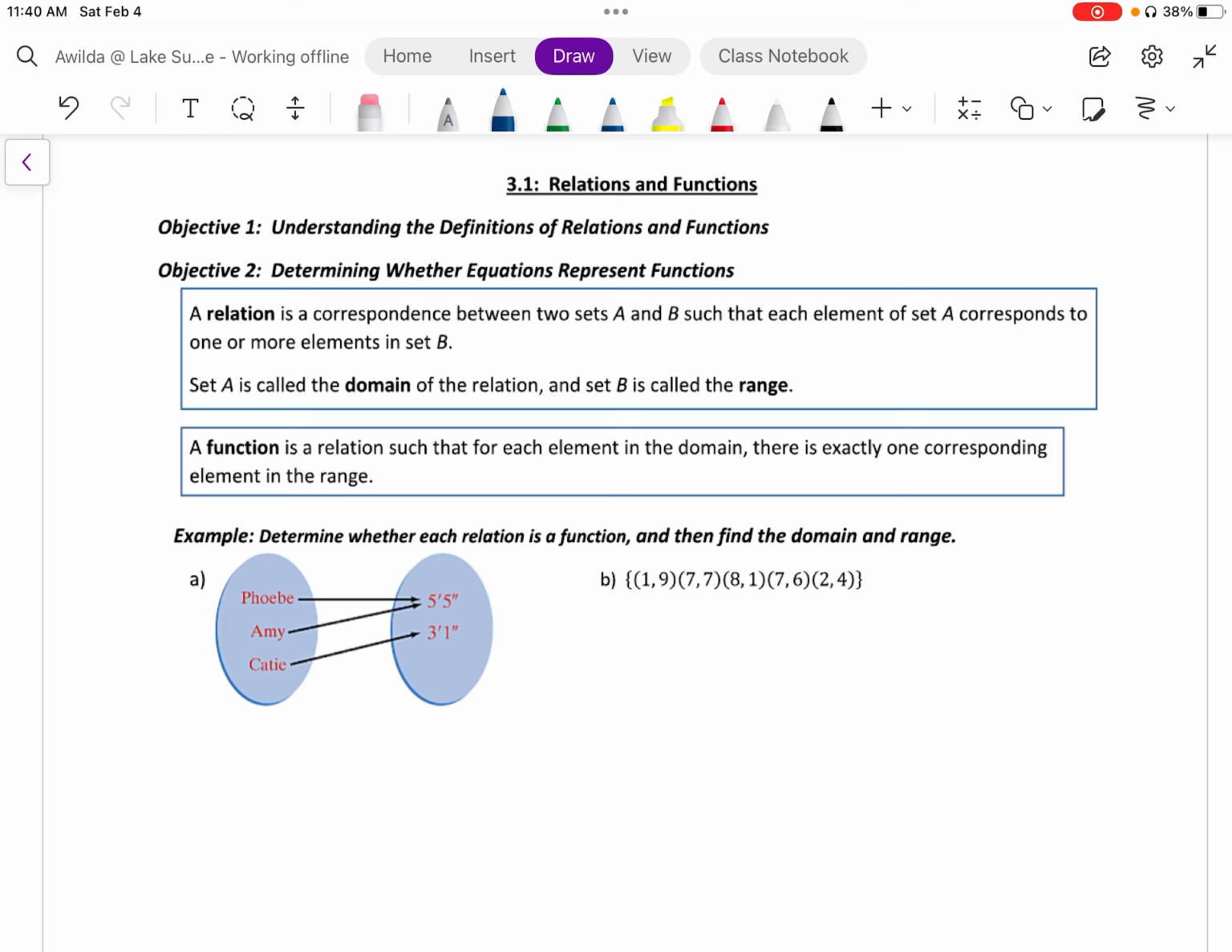A relation is a correspondence between two sets, A and B, such that each element of set A corresponds to one or more elements in set B. If we can say this a little bit more simply, a relation is simply a set of ordered pairs. So let's write that as an equivalent definition.